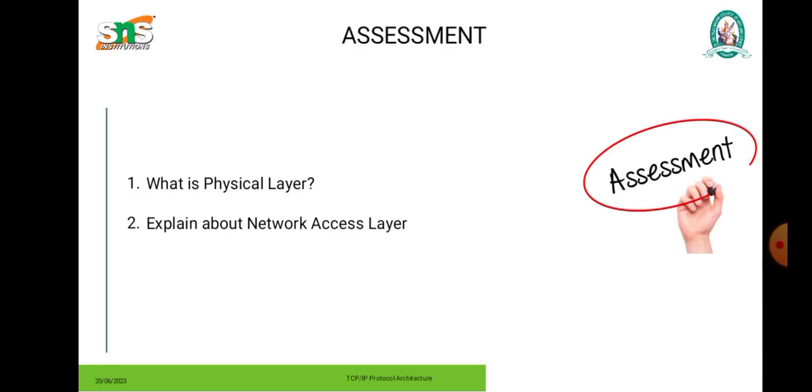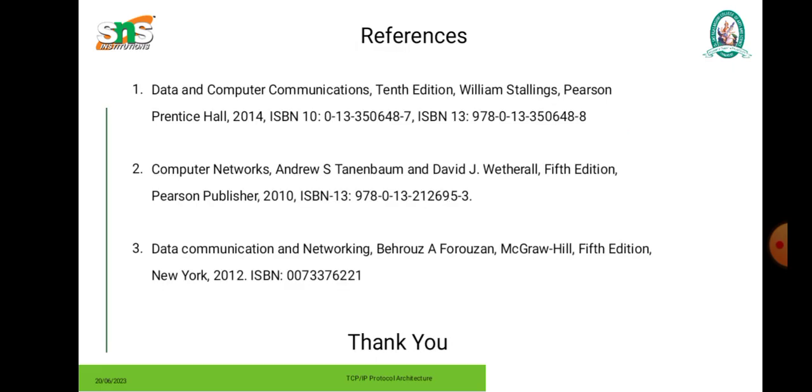And next one is assessment. The first question is: what is the physical layer? And the second one is: explain about network access layers. And these are the references.